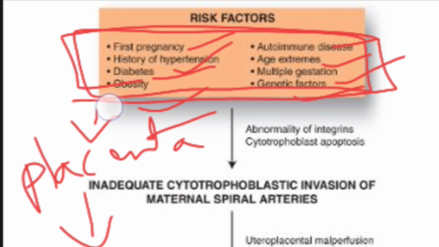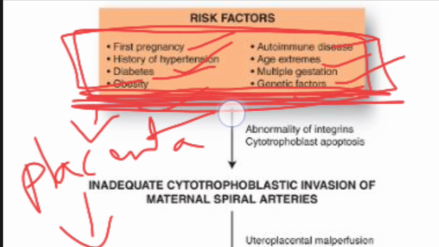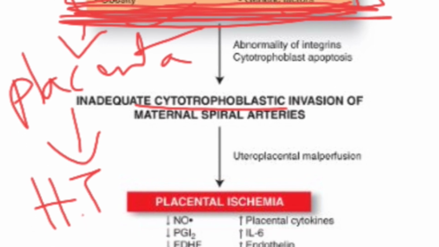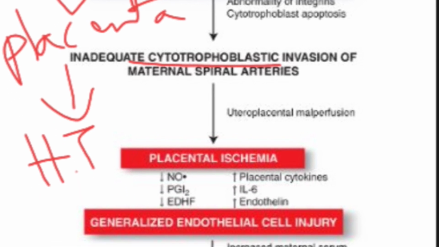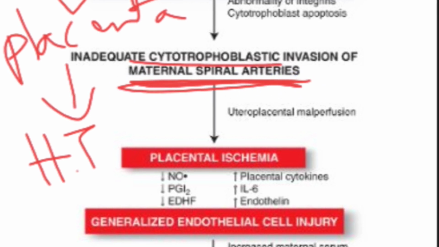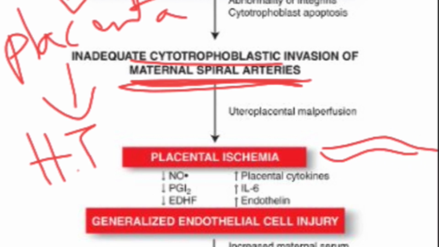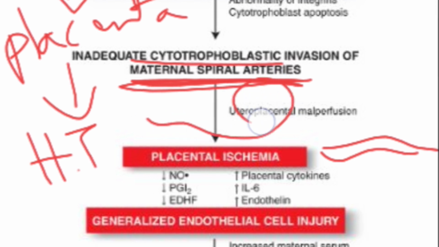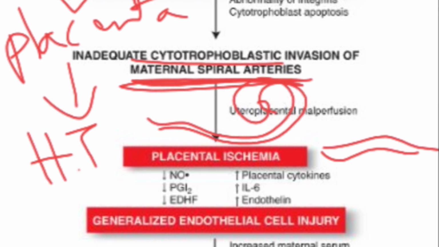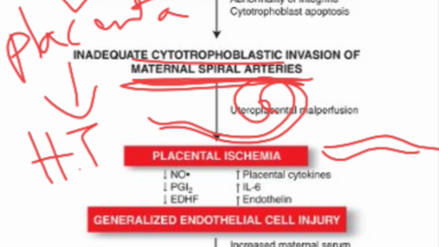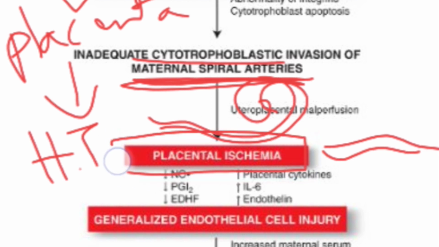Let's see in detail. These risk factors will affect the growth of the cytotrophoblastic layer, which is present in the placenta. The placenta connects the mother and the baby. It supplies blood and supports the growth of the baby. The arteries of the mother which are connected to the placenta will be straight, but because of these risk factors, the arteries get spiraled up. Since the way is not straight, the blood supply will get reduced, and that leads to placental ischemia.